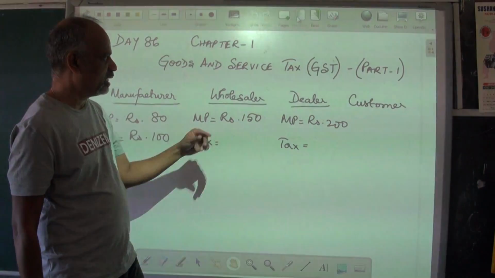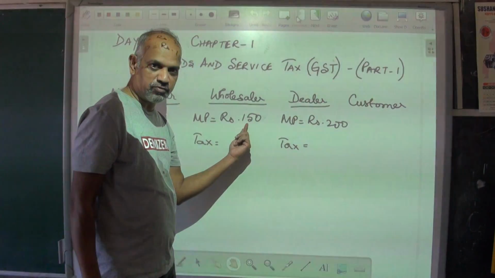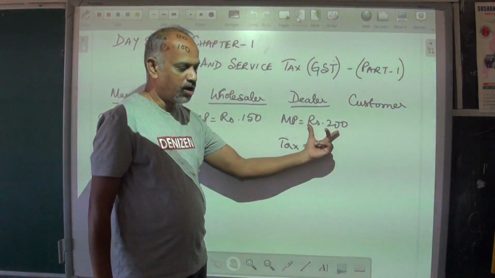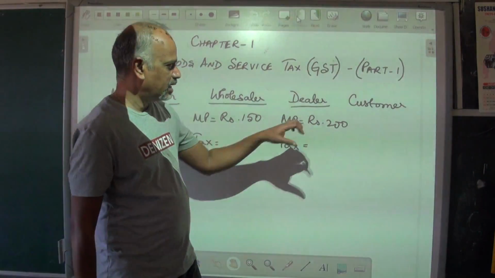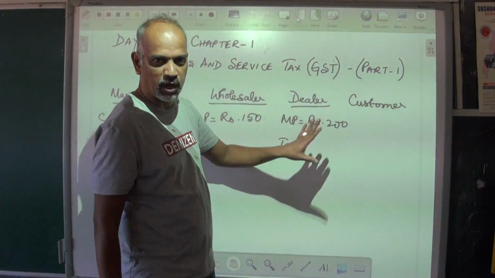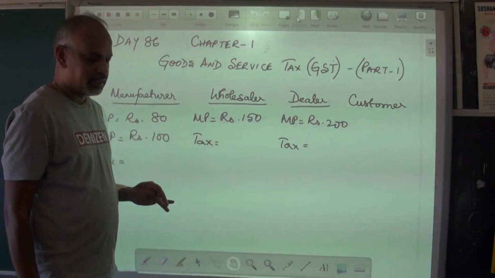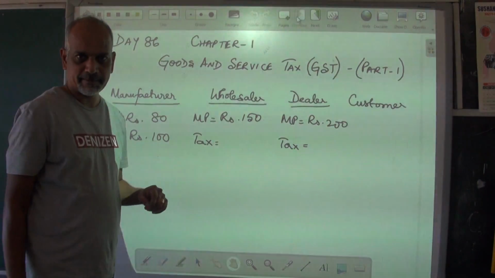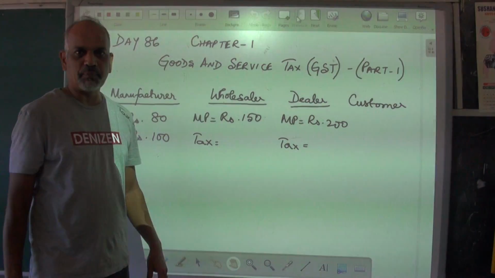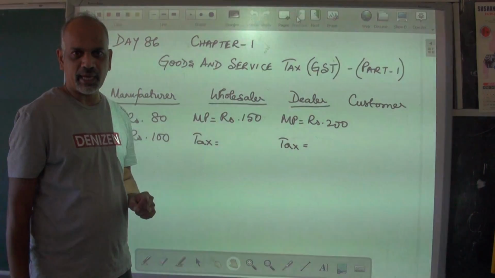rupees. Now the dealer in turn bought it from the wholesaler for 150 rupees and sells it to the customer at an increased price of rupees 200. And finally the customer buys it for this price, that is rupees 200. But in every stage there is a tax that has to be calculated. Now let's consider the percentage of tax at each stage that the person has to pay is 10%.